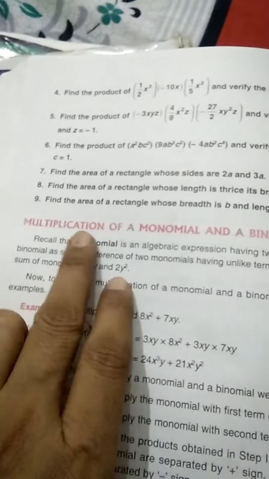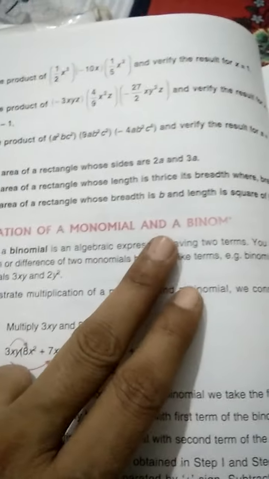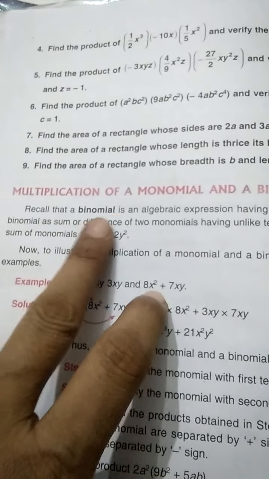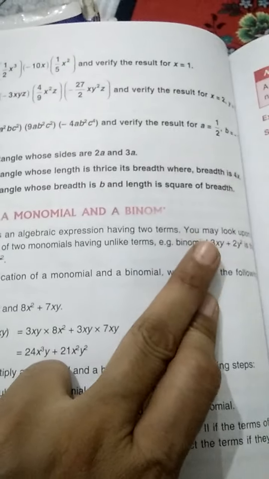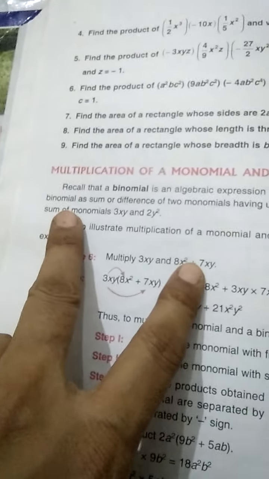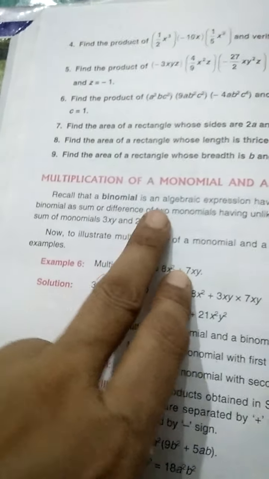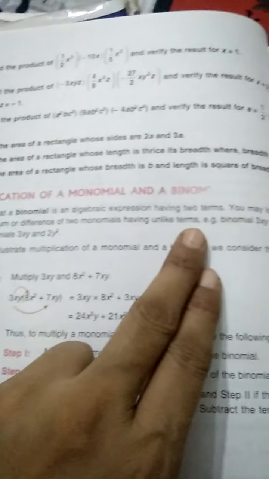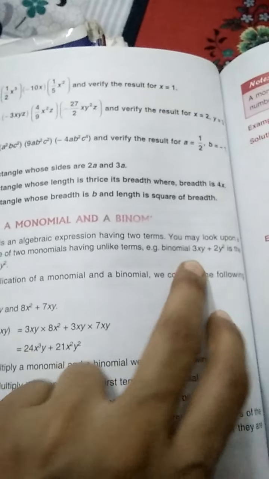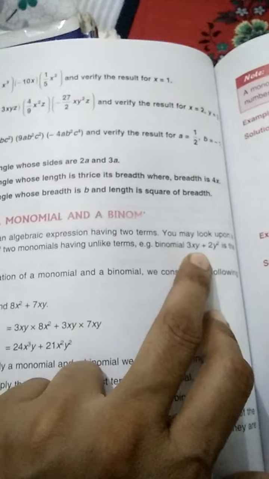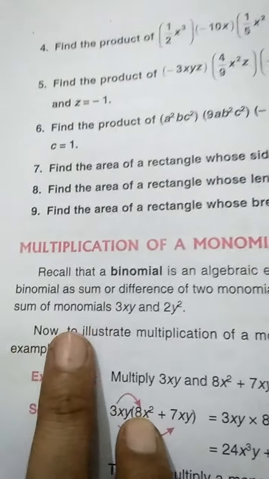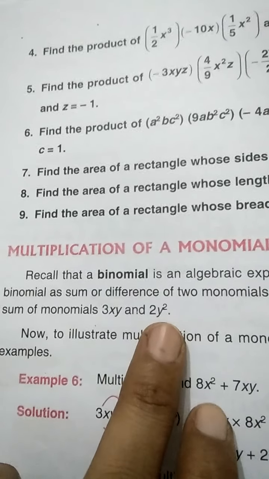So, multiplication of a monomial and a binomial. Recall that a binomial is an algebraic expression having two terms. You may look upon a binomial as the sum or difference of two monomials having unlike terms. The binomial expression 3xy plus 2y square is the sum of the monomials 3xy and 2y square.